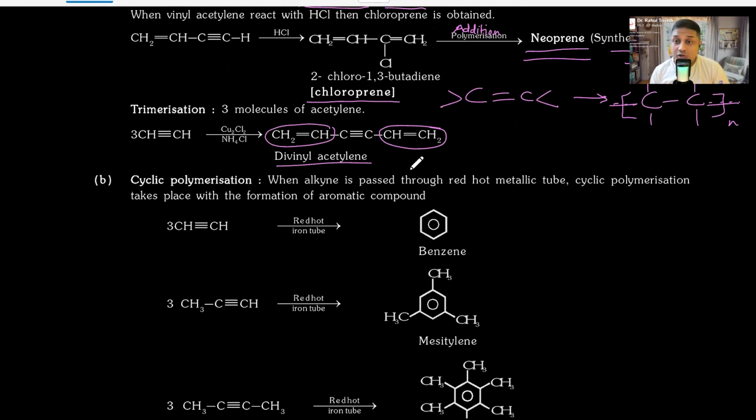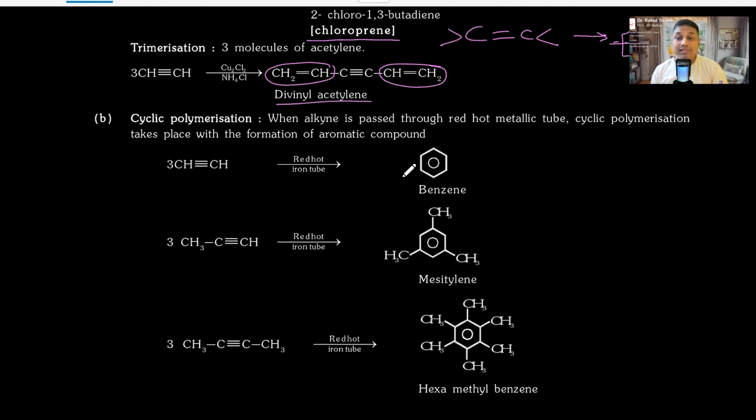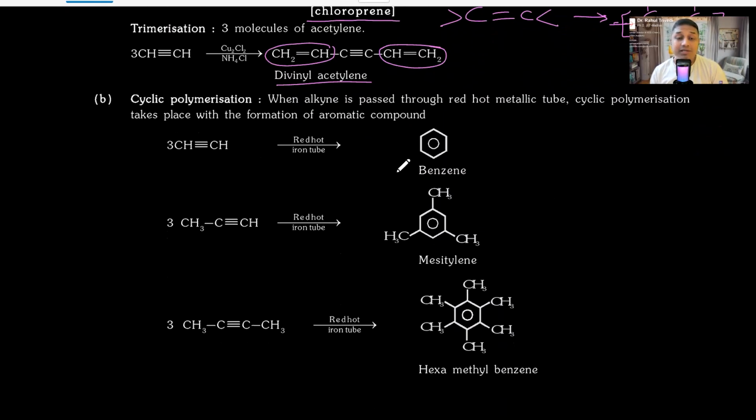Cyclic polymerization is also possible, which is also called cyclization in short. So in cyclic polymerization, what will happen? Put it in a red hot iron tube or copper tube at very high temperatures. That's why red hot is written. Bring them together, they will form benzene ring. 3 moles of ethyne will form benzene ring.